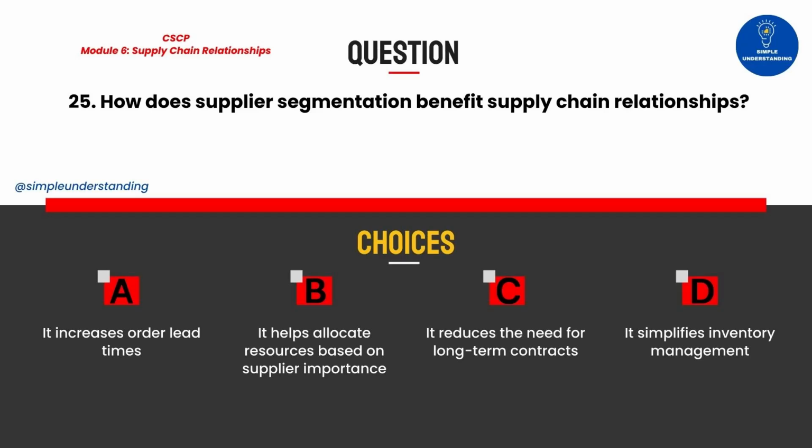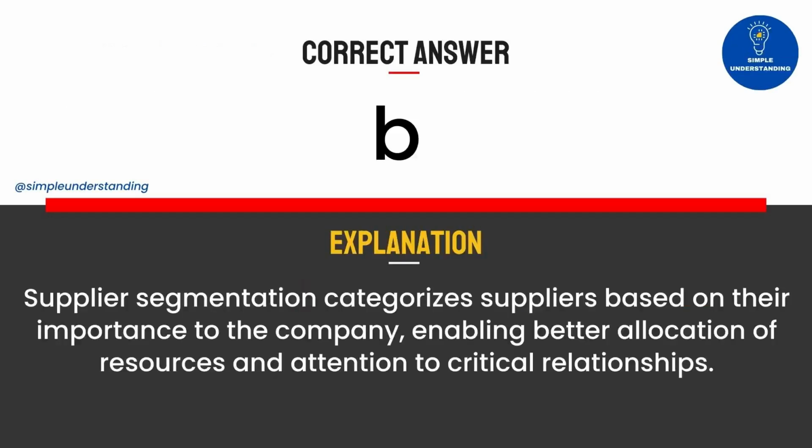25. How does supplier segmentation benefit supply chain relationships? A. It increases order lead times. B. It helps allocate resources based on supplier importance. C. It reduces the need for long-term contracts. D. It simplifies inventory management. Correct answer, B. Explanation. Supplier segmentation categorizes suppliers based on their importance to the company, enabling better allocation of resources and attention to critical relationships.